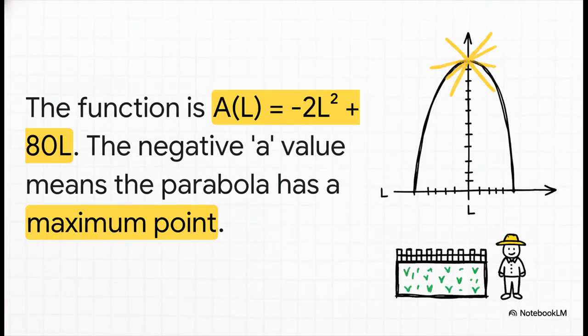Now, if we turn that word problem into a math equation, this is what we get. This function describes the area of our garden. Now look closely. See that a value? It's -2. It's negative. And what did we learn about negative a values? It means our parabola opens downward, which is great news. It means there is a maximum point, a peak area that she can achieve.